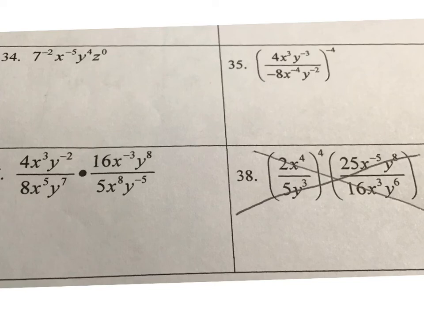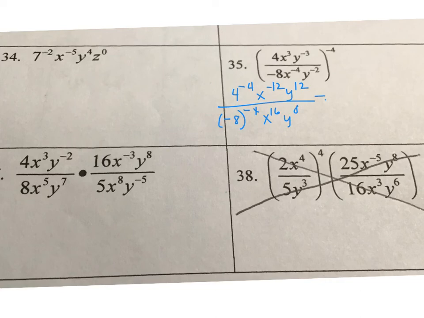So we've got a -4 on the outside. So it's everything to the -4th power. So it's going to be 4 to the -4th, x to the -12th, y to the 12th on top. On the bottom, that's a -8 to the -4th. Notice how I put it in parentheses. X to the 16th, y to the 8th.